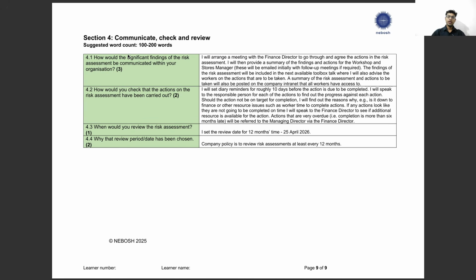So here what it said, I will set diary reminders for roughly 10 days, which means we shall make a diary and put in 10 days, take the follow-up actions, speak with the particular concerned responsible person, whatever names you had put, and ask them how the progress is going on, how many of the actions are completed, how many are in follow-up and action is going on, what target completion they are going to achieve, and what resource issues they are facing for allocation and everything.